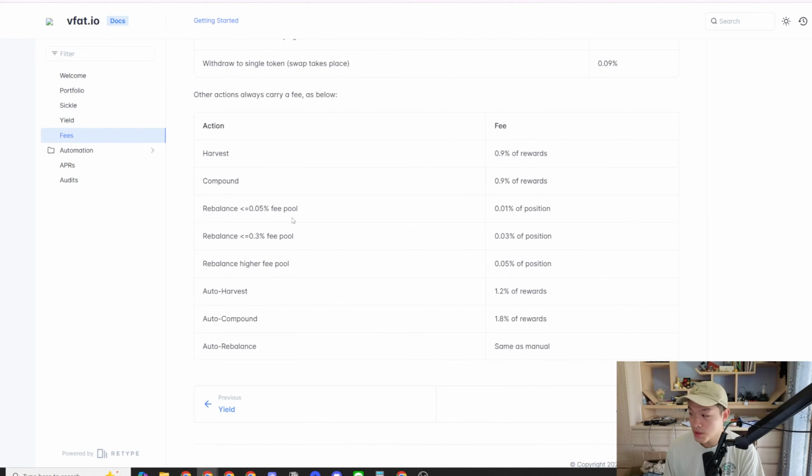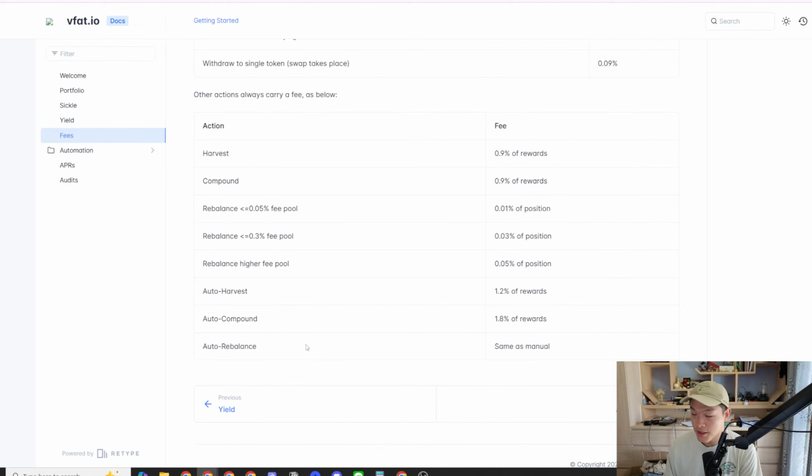But what would really kill you is this rebalancing here, especially if you're doing it very often, because it takes a cut of your whole position, not your rewards, right? 0.05% for the higher fee tier pools. That's above like 0.3%, for example, the 1% fee tier pools. Then you would pay like 0.05% of your position every time you rebalance. But if you guys are like me, where I don't rebalance very often at all, if I do rebalance at all, then this is not a big deal, right?